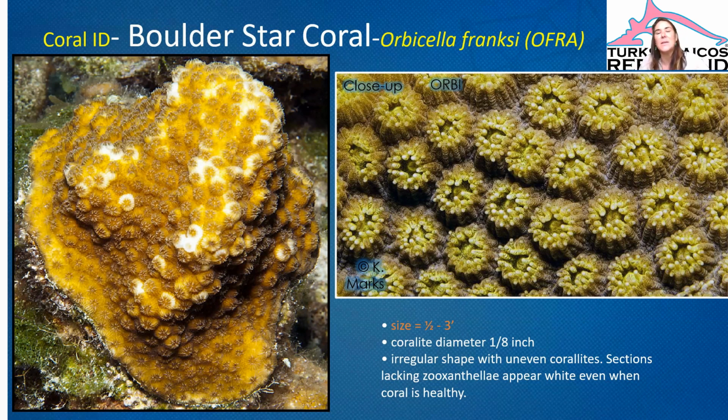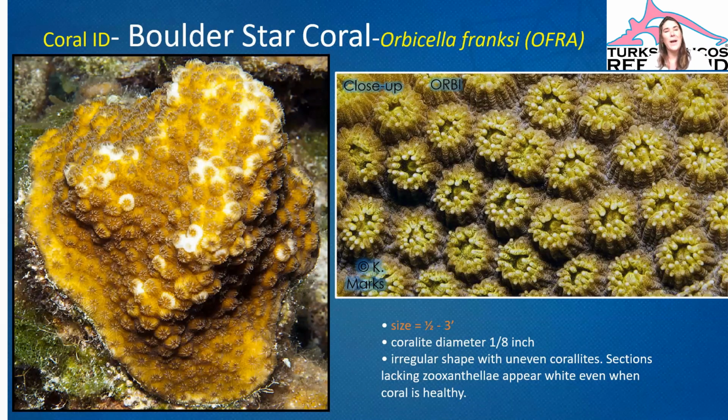I think of franksii as Frankenstein or Frankenstein's monster. They're not the most attractive of corals, if you will. And they often have sections that are already lacking zooxanthellae and appear white even when the coral is healthy. So if you were swimming over this and needed to decide whether that was a lesion or just a natural lack of zooxanthellae, you're looking for tissue. Remember, if you look in closely and this had disease, then you would see into the skeleton. It would be sharp and devoid of living tissue.